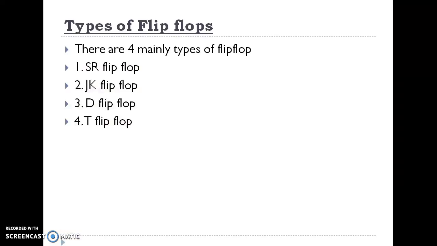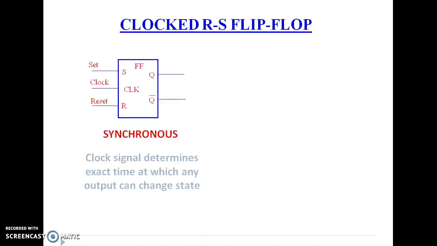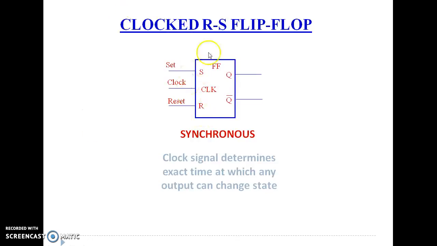Now we are going to see about the different types of flip-flops. There are four main types of flip-flops: SR, JK, D and T. The first we will see is the SR flip-flop. So this is a symbol for an SR flip-flop.